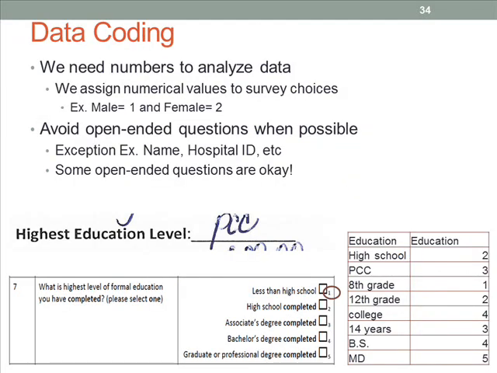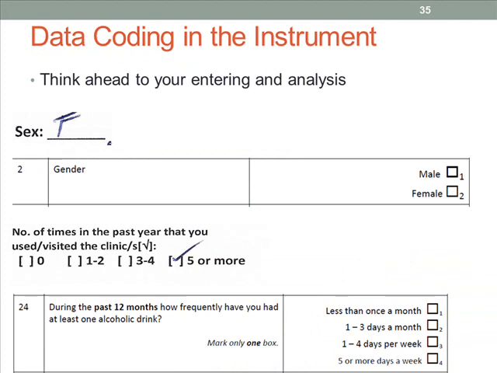Slide 34. What is data coding? We need numbers to analyze data, then we assign numerical values to survey choices. For example, male will be equal to 1 and female, to 2. You must avoid open-ended questions when possible. Exceptions: name, hospital ID. Some open-ended questions are okay. Slide 35. You need to think ahead to your entering and analysis. If the person selected 5 or more times in the past year, which code will you use?